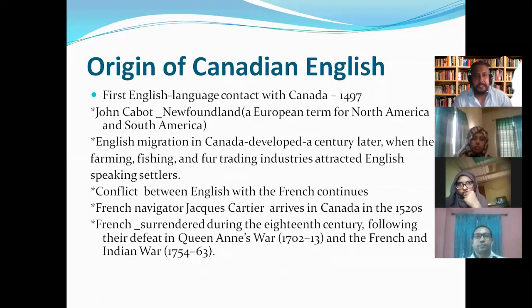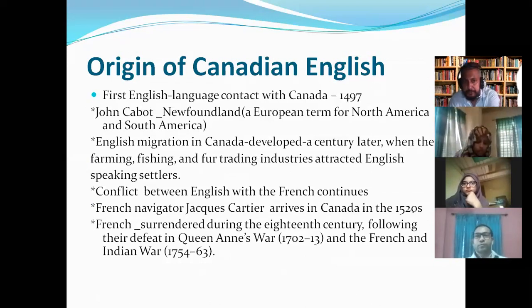In Canada, as you see, can you all see the slide? Yes, sir. Okay. In Canada, the English language first came in 1497. And why? In this year, John Cabot reached Newfoundland, a coastal area of Canada. And if you see within the parentheses, it is a European term for North America and South America. So this is Newfoundland, where John Cabot reached at the coastal area of Canada in 1497.